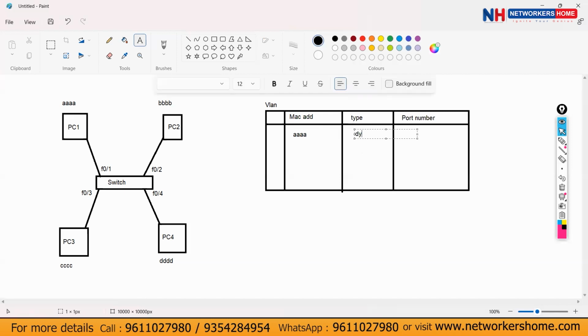Type is dynamic. By default, it will enter the entries as dynamic. If we want to make it static, then we have to manually make it static. Okay, default is dynamic. Port number is F0/1.